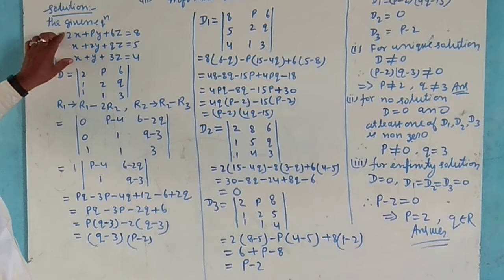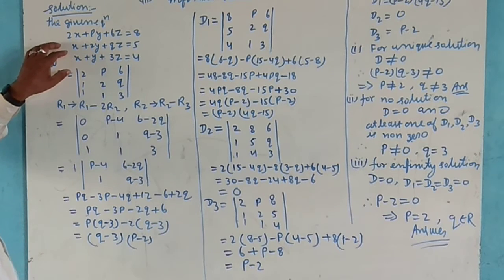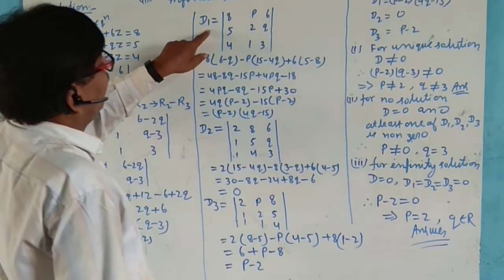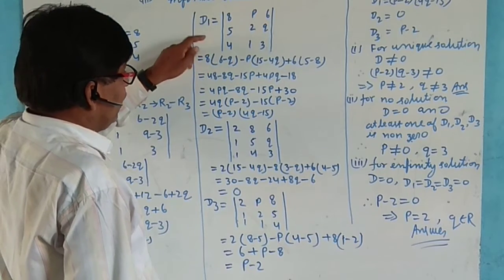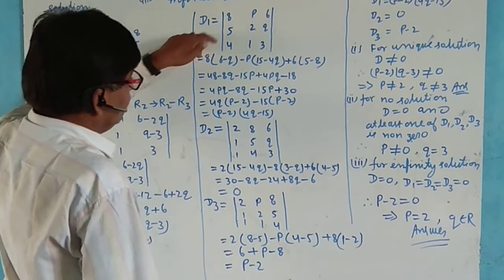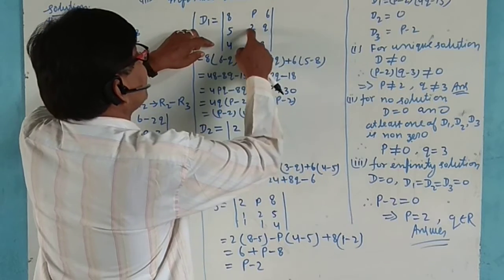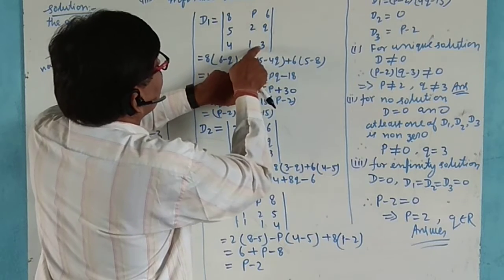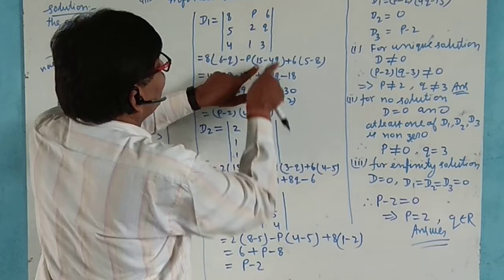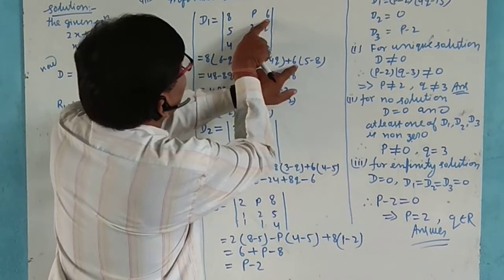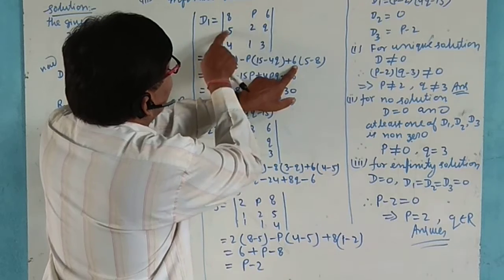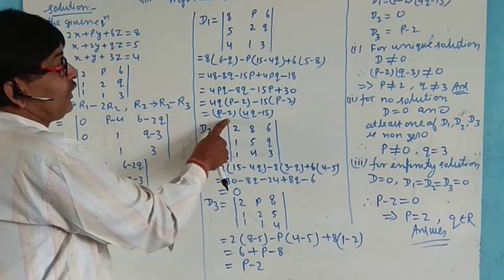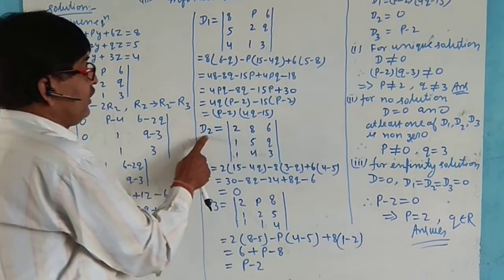Now for the value of x, we put in here the constants 8, 5 and 4. Deleting this row and column, 8 times 6 minus q, minus p; deleting this, 5 times 3 is 15 minus 4q plus 6; and deleting this and this, 5 minus 4 times 8. Solving this we get d1 equals (p minus 2)(4q minus 15).